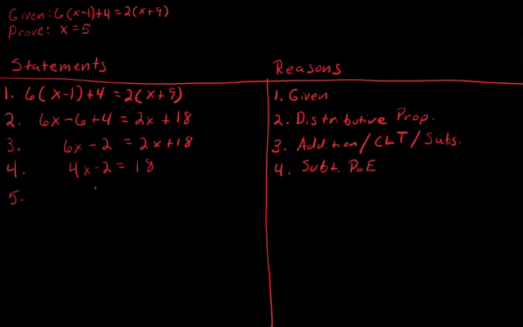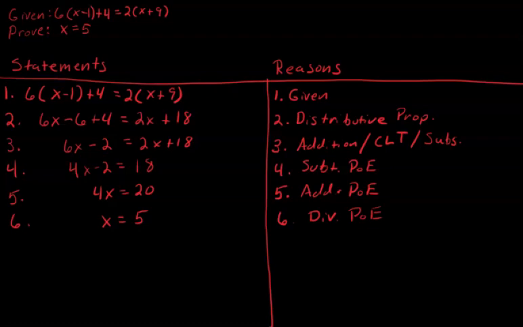Step 5, we're getting toward the end here. Probably adding 2, 4x equals 20. We added the same thing to both sides, so that is the addition property of equality. And 6, lastly, we are going to divide both sides by 4. x equals 5. That is what we were trying to get. And we divided both sides, so that is the division property of equality.